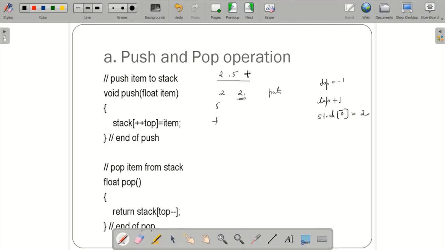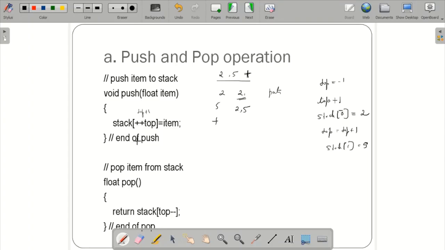So here 2 came. Next iteration, 5 is there. Again top should be incremented. Top was 0, so top is equal to top plus 1. Stack of 1 will be having 5. So here it is 2 comma 5. So this is regarding the push operation.